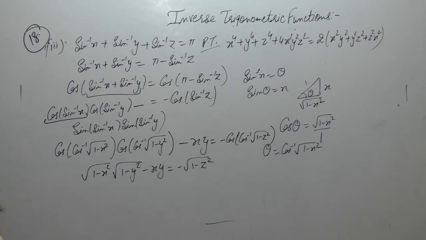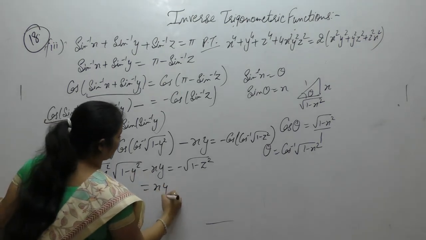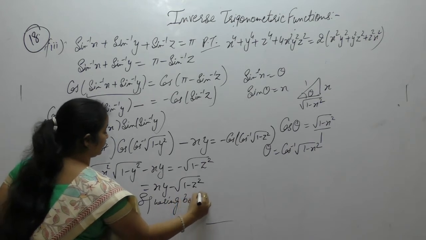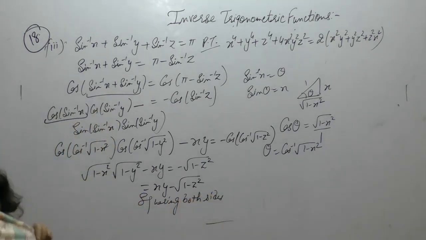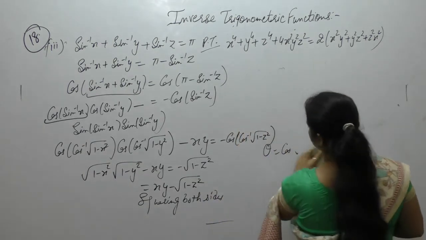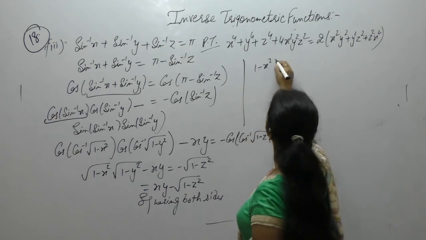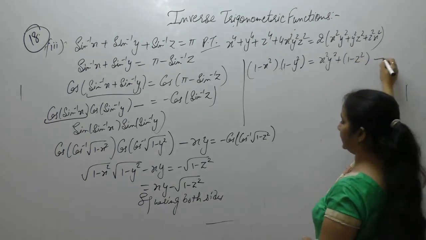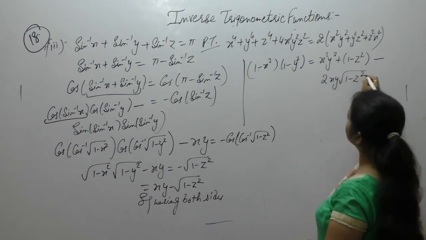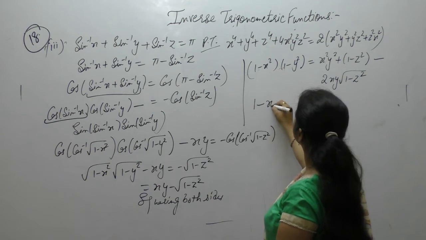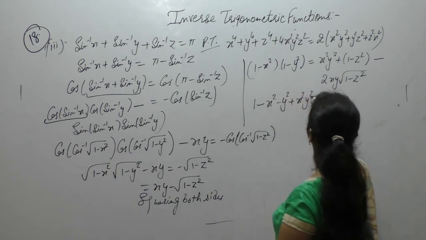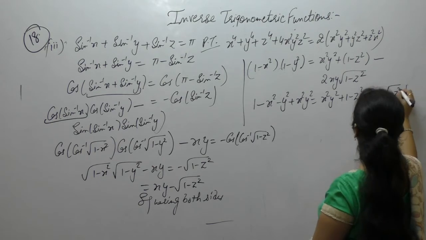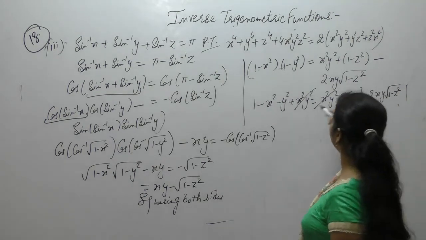Now squaring both sides, what we get? If we take this xy on the right hand side, now squaring both sides, on squaring we get (1 minus x square)(1 minus y square) as (a minus b) whole square, a square plus b square minus 2ab: 1 minus x square minus y square plus x square y square plus 1 minus z square minus 2xy square root of 1 minus z square. x square, y square and 1 will get cancelled.